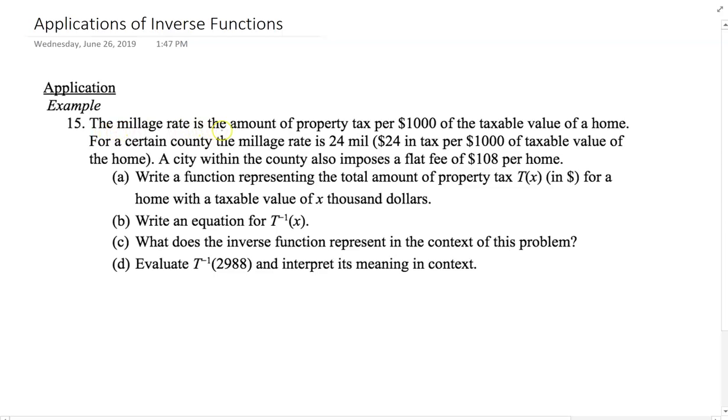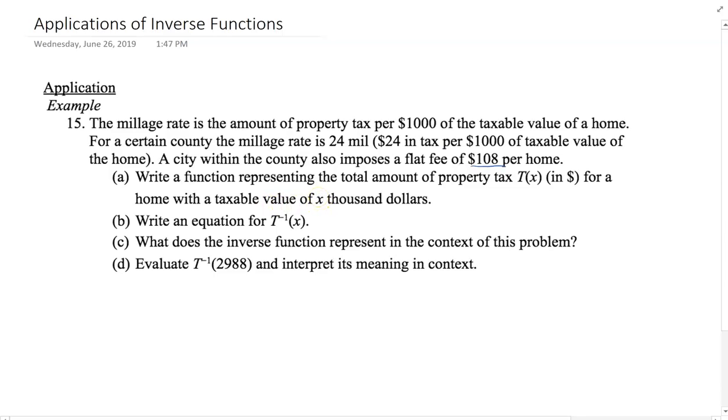For example, the millage rate is the amount of property tax per 1,000 of the taxable value of a home. For a certain county, the millage rate is 24 mil, that is 24 dollars in tax per 1,000 of taxable value of the home. A city within the county also imposes a flat fee of 108 dollars per home. Write a function representing the total amount of property tax T of x for a home with a taxable value of x thousand dollars.